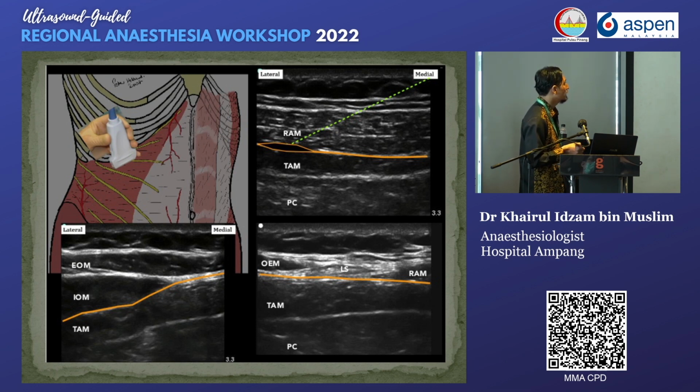So here is the needle, the orientation of the needle. Once we inject, we place our local anesthetic between the rectus abdominis and transversus abdominis. Okay.